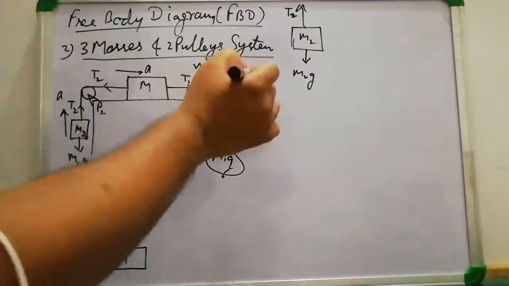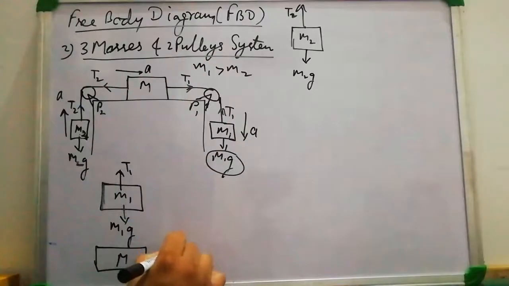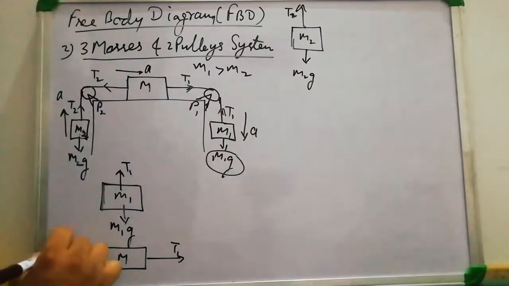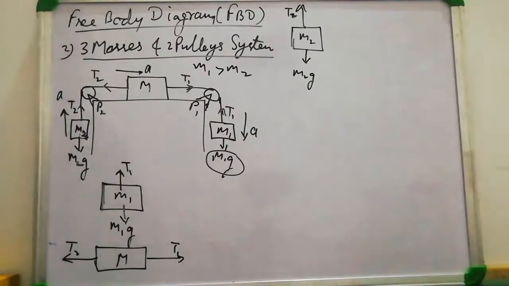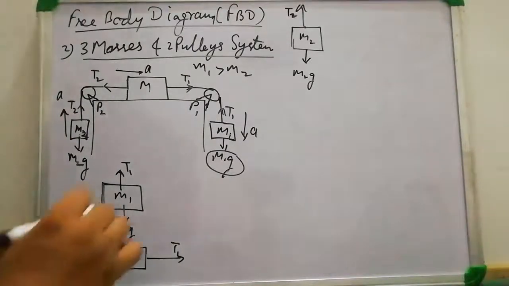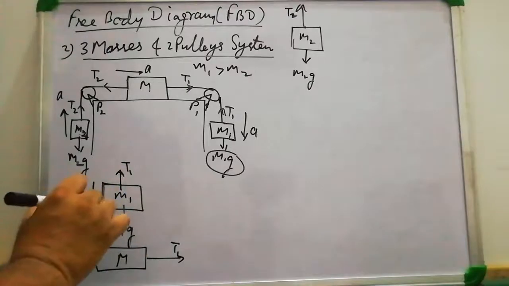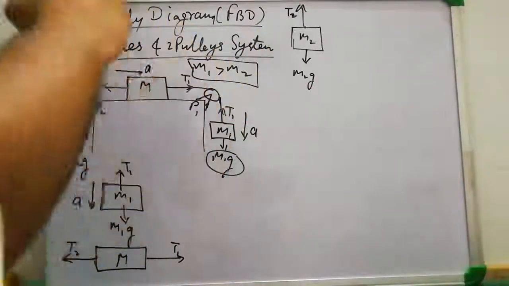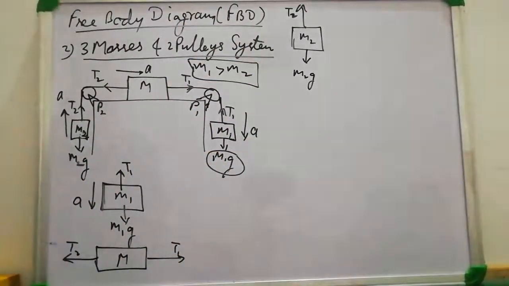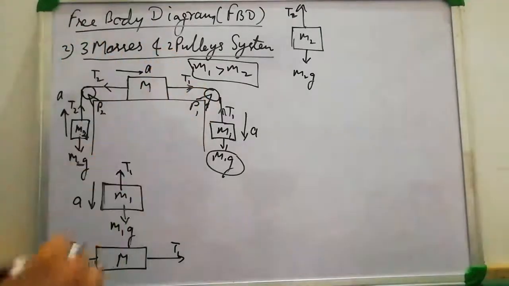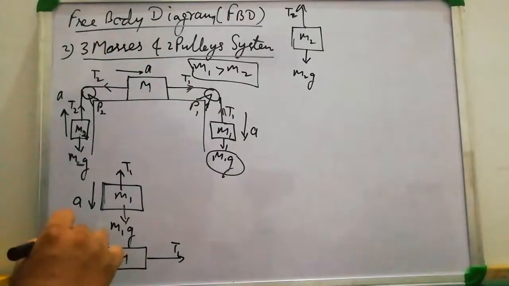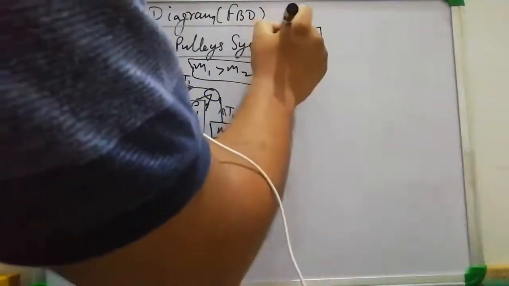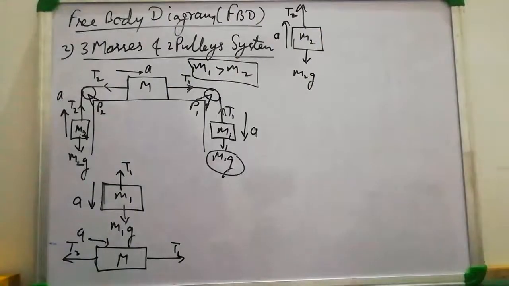Now the T1 tension is acting towards this side, and the T2 tension is drawn in the opposite direction. M1g is acting in the vertical direction because M1 is greater than M2. So the whole system is moving towards the M1 direction, so it is moving in the downward direction with an acceleration of a. The mass capital M will be moving from left to right with an acceleration of a, and the mass M2 will be rising up with an acceleration of a.